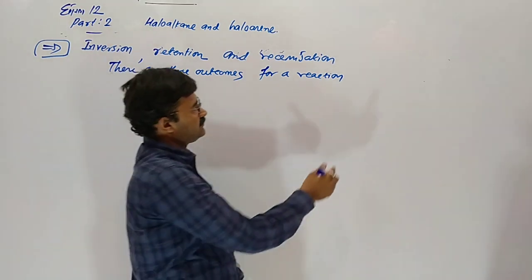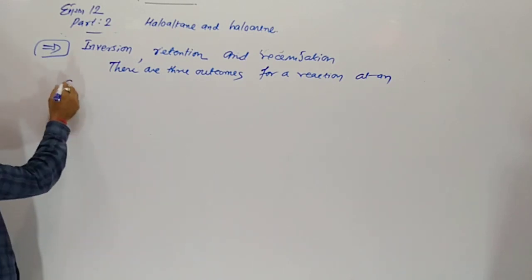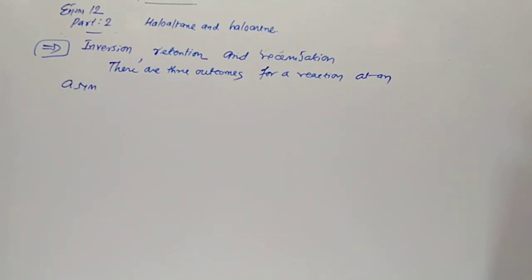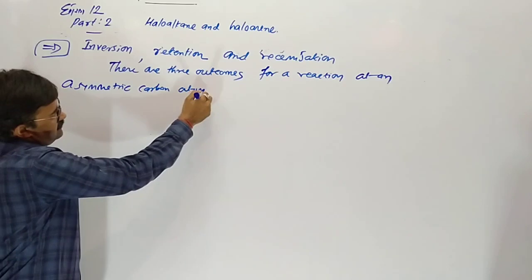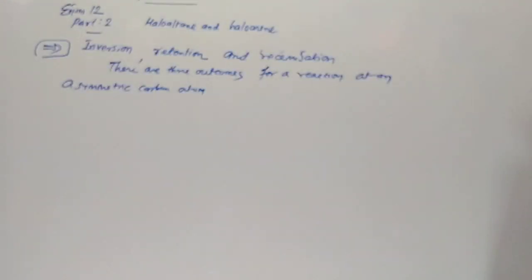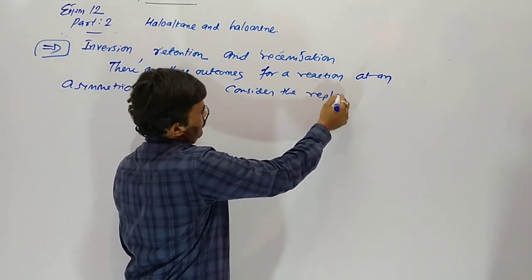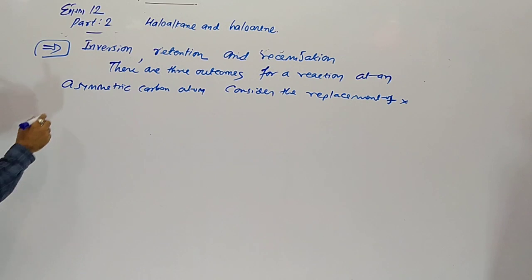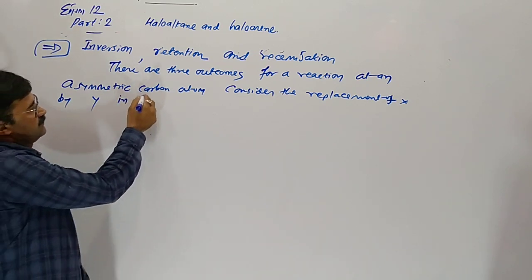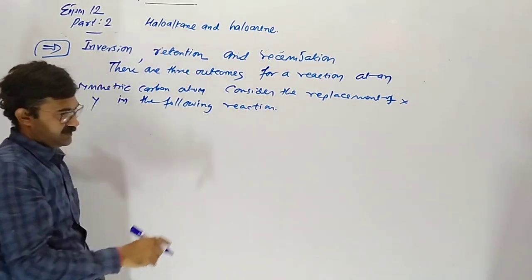At an asymmetric carbon atom, asymmetric means chiral carbon, consider the replacement of group X by Y in the following reaction, which is given in the book. So we are going to discuss it one by one.